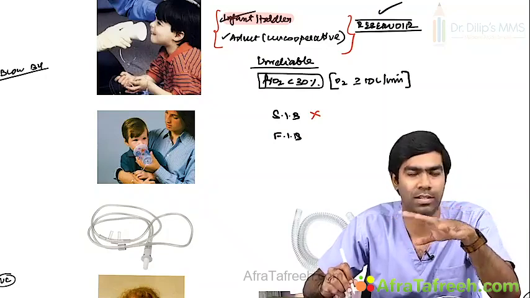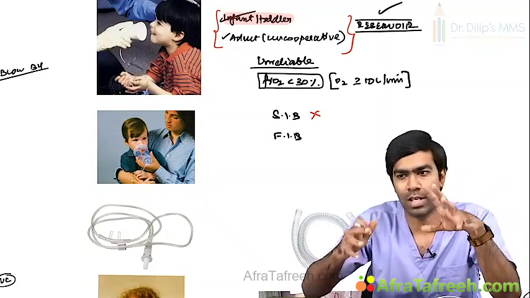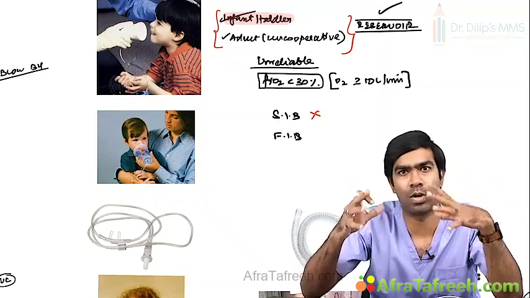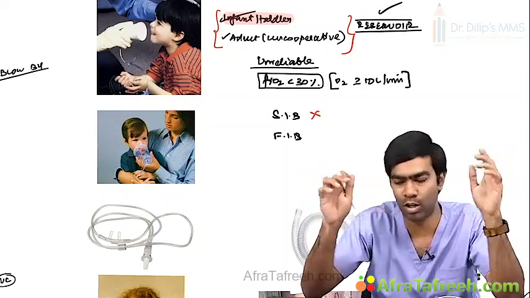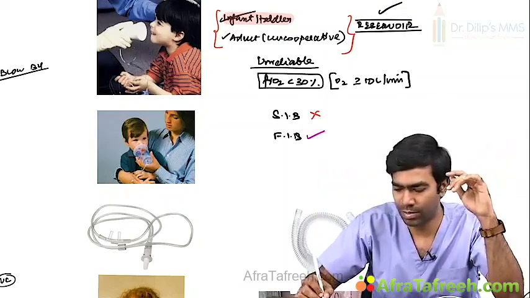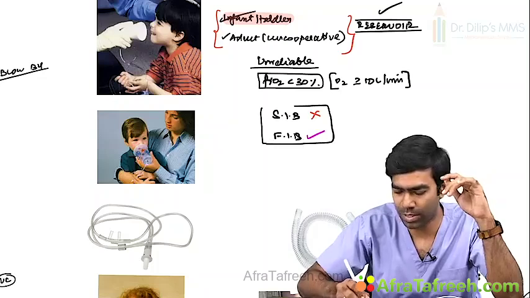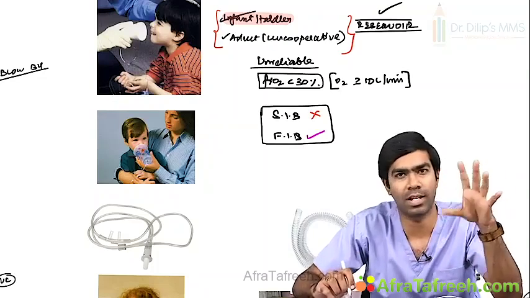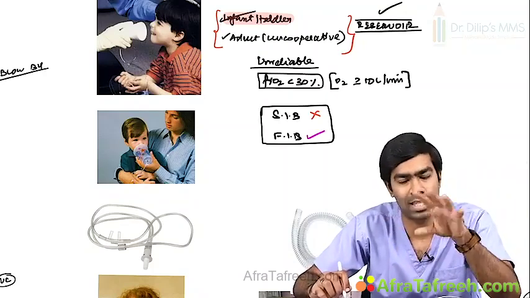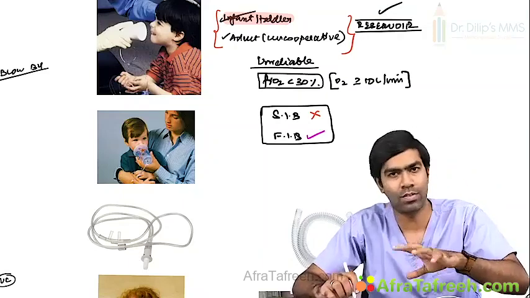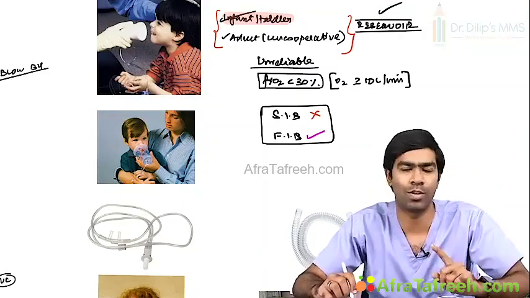The self-inflation bags cannot provide a reliable blow-by because they have one-way valves which protect against rebreathing. That itself will become an enemy for this blow-by. You cannot do that. But flow inflation bags, yes. Very important question, asked 2 times in PG already. Self-inflation bags like Ambu cannot provide a reliable blow-by oxygen, whereas flow inflation bags can deliver a reliable blow-by oxygen. If you have used these devices, definitely you will know this.